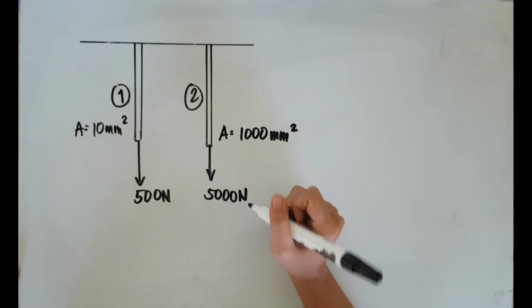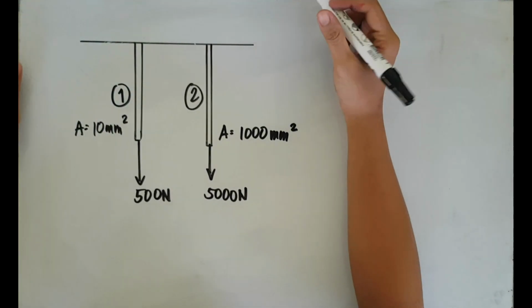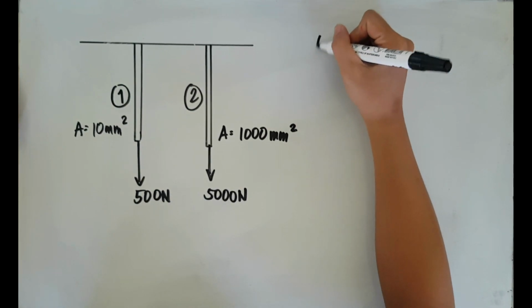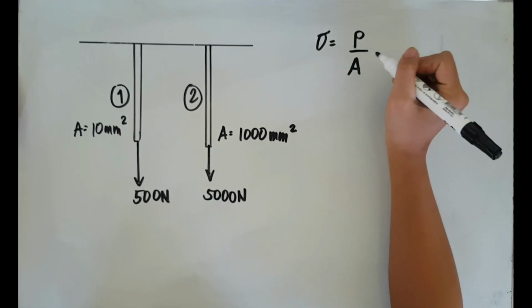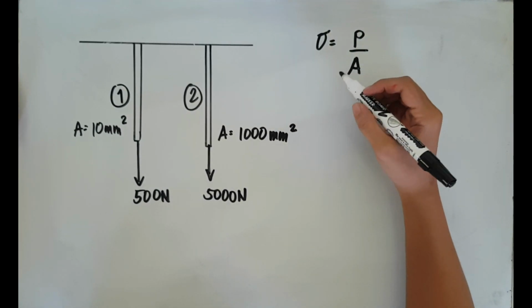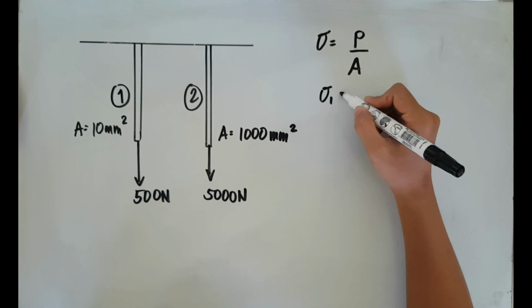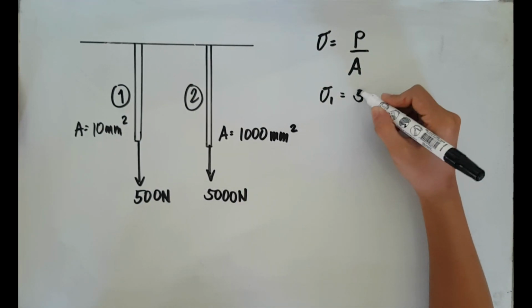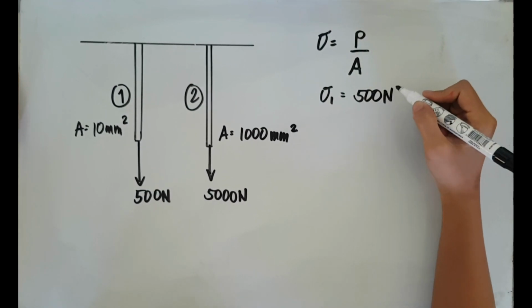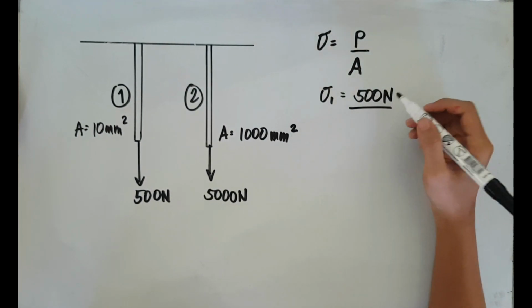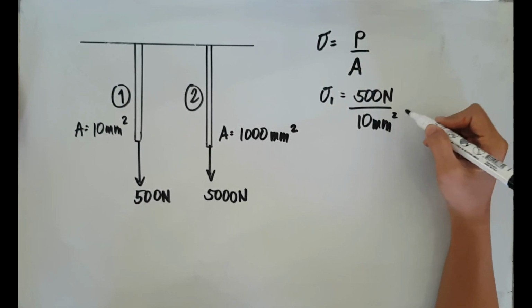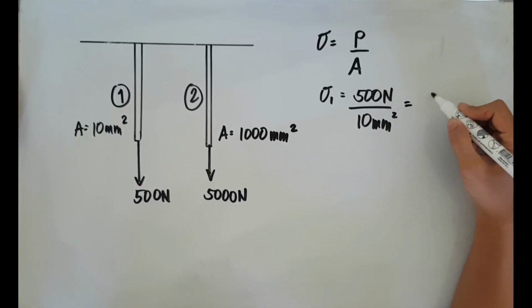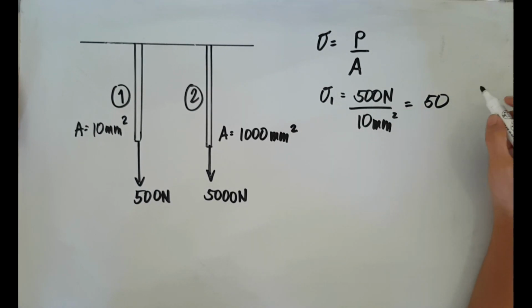In this instance, we cannot tell which material is stronger unless we solve for the stress, or the load capacity per unit area. So for bar 1, the stress is equal to the force, which is 500 Newton, divided by the cross-sectional area, which is 10 square millimeter. So it is equal to 50 Newton per square millimeter.